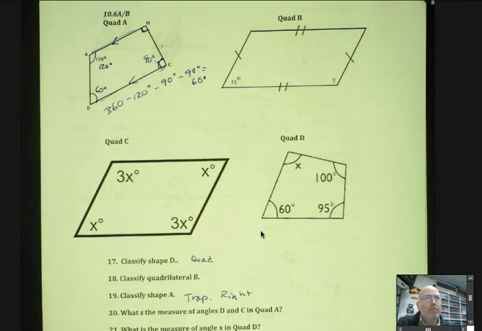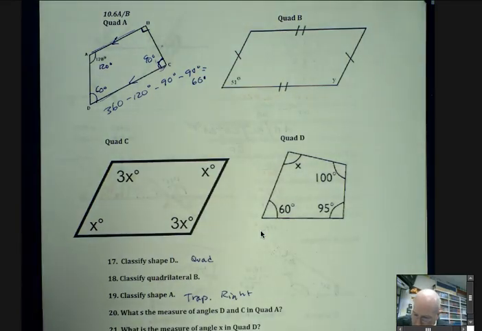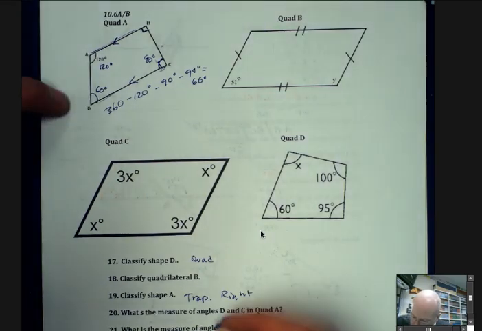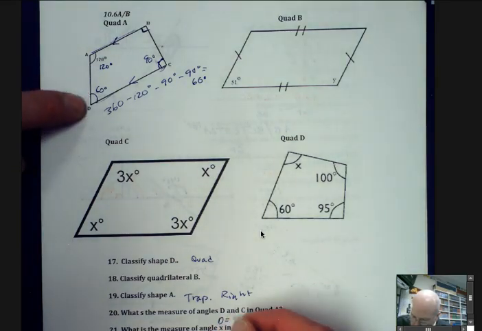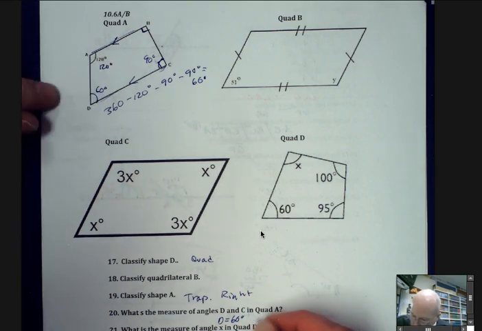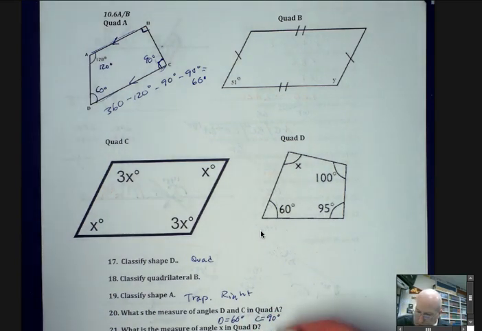Okie dokie. All right. Sounds good. Looks good. All right, the next one. What's the measure of angle D and C? I've got that one. I've got to put those down. Sorry. So D equals 60 degrees and C equals 90 degrees.